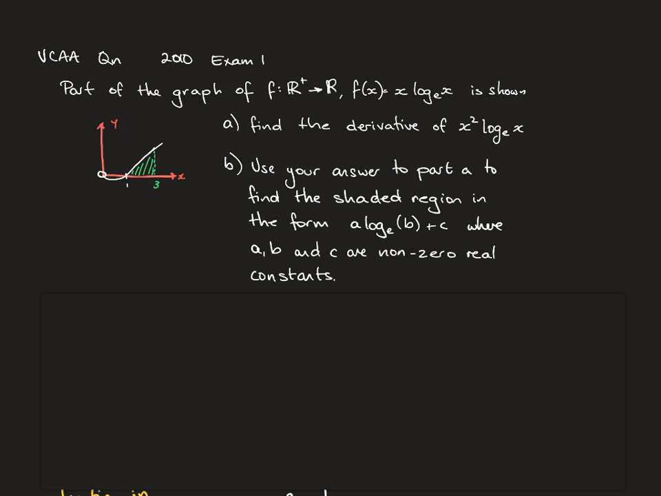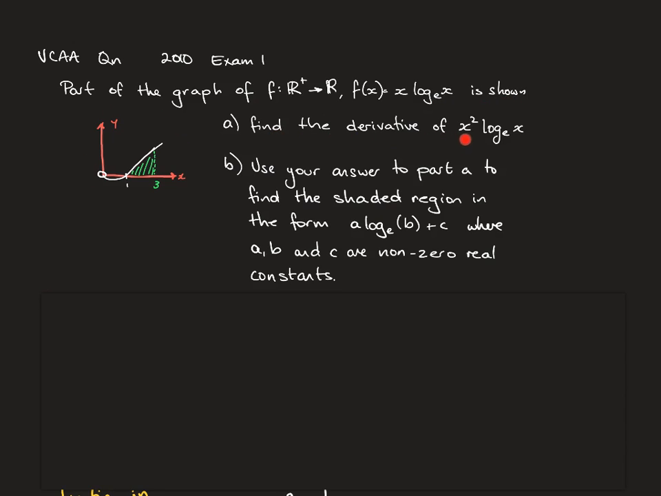Okay, here we go. So it's from the 2010 paper, exam 1. Part of the graph of the function f where positive real values, so notice there's a hole here, positive real values map to reals for the function f of x is equal to x log e to the x is shown. Part of the graph.